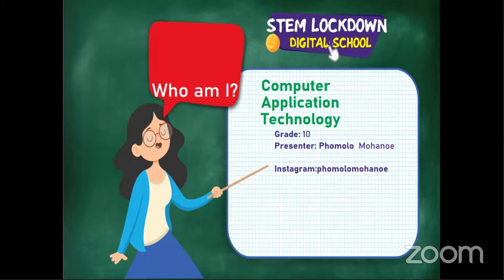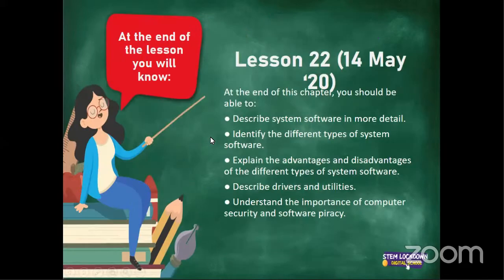Let's start today's chapter. Before we start, I'd like to introduce the learning objectives of today's lesson. As you know, at the end of the lesson you should be able to describe the system software in more detail. It's a recap of what we did yesterday, and we are advancing today. We must be able to identify the different types of system software.